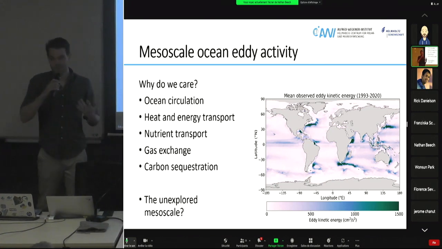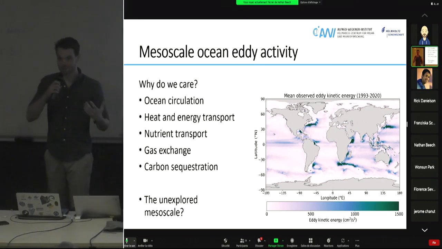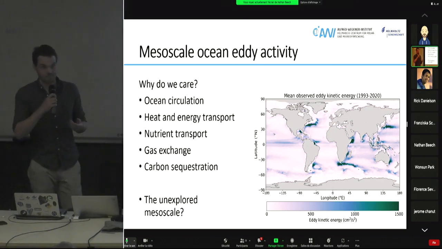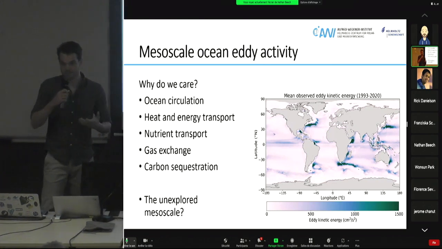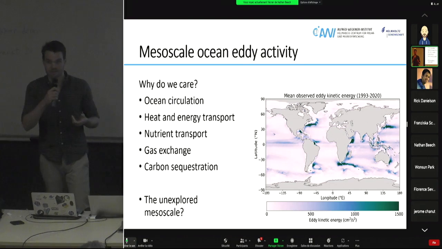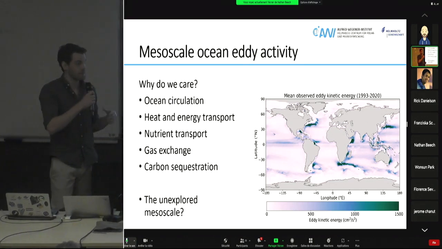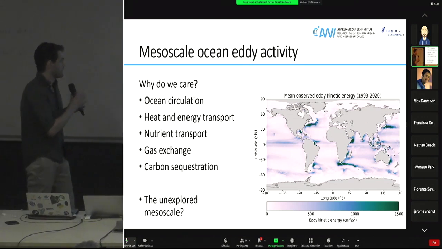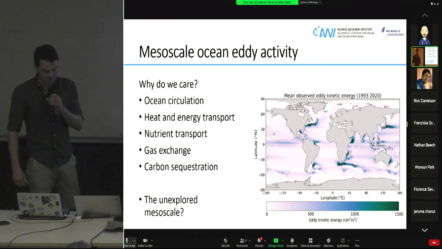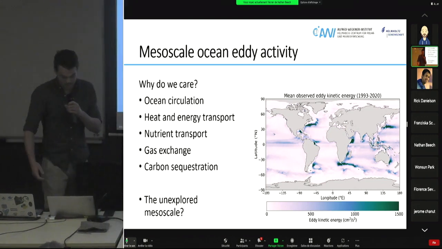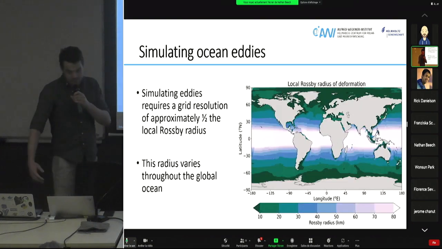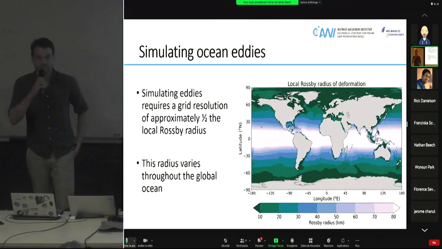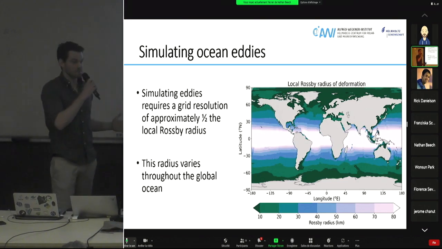But perhaps a more interesting topic for this group is that for a long time, we couldn't really look into mesoscale activity with climate models effectively because of the computational demands of simulating the mesoscale. So one reason for us to look at this may be because we're interested in what is unexplored. With that in mind, let's remind ourselves what the resolution requirements for simulating eddies are.